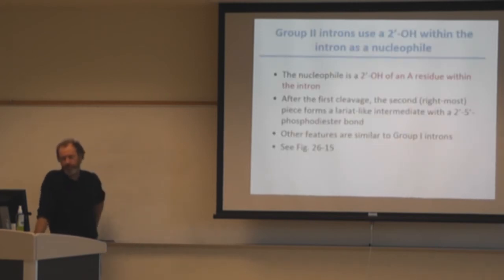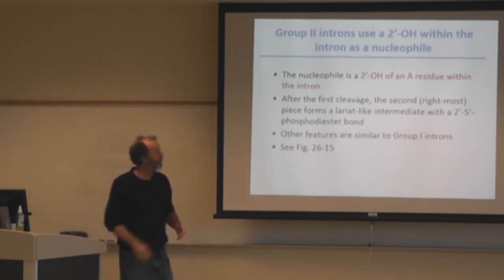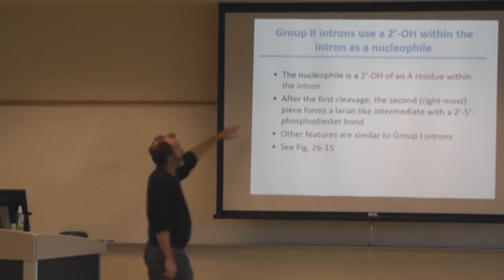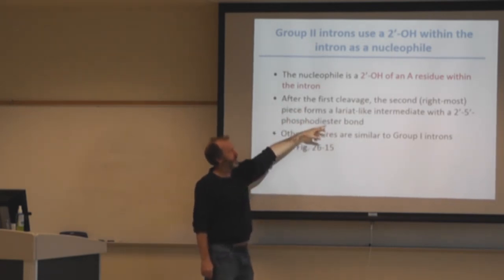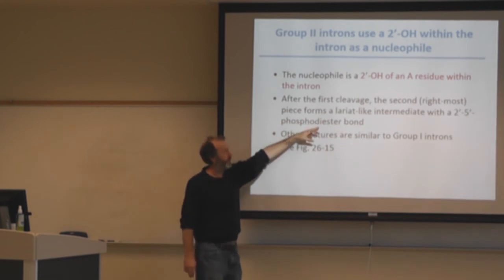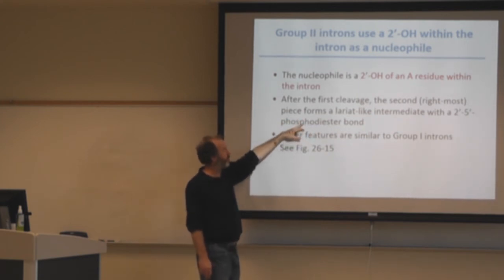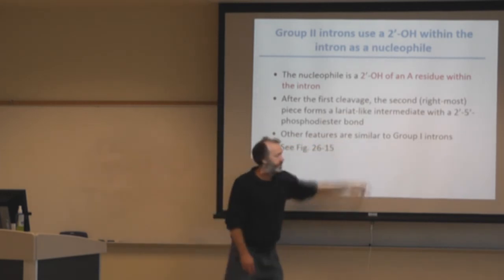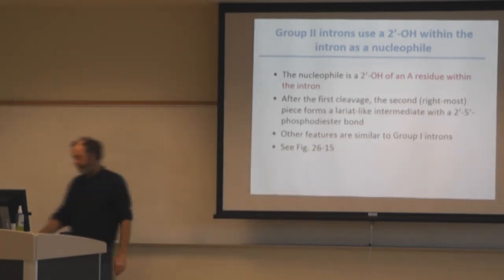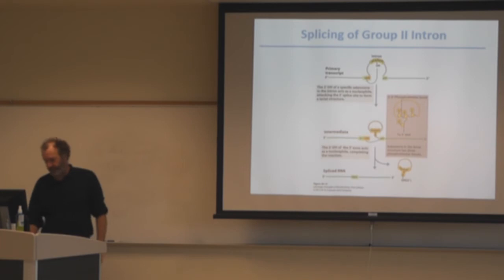Group 2 introns use a 2' hydroxyl within the intron as the nucleophile. So the nucleophile is a 2' hydroxyl of an A residue within the intron. After the first cleavage, the rightmost piece forms a lariat intermediate with a 2' to 5' phosphodiester bond. Other features are similar to group 1. This figure shows us that.